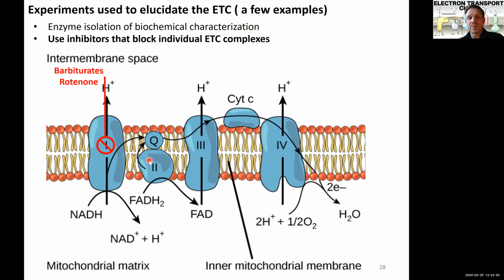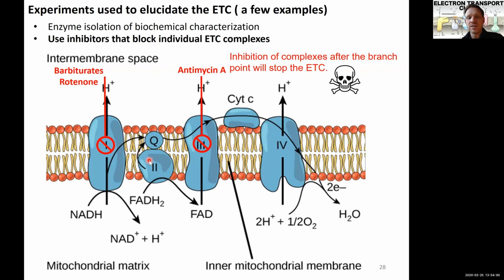What about some other examples? What about the other complexes? We can use the same kind of strategy. Say you're using something like antimycin A. It's used as a fish poison, but what it actually does mechanistically is that it inhibits complex 3.